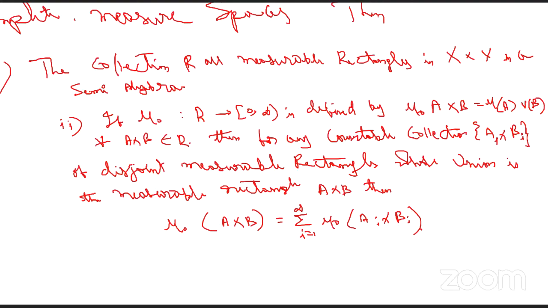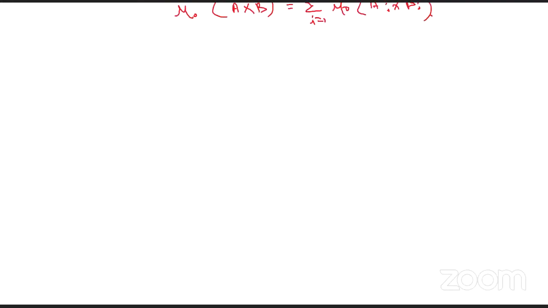Next. Page number 54. Proof. Case 1, first bit. Let R1, R2 belong to script R.